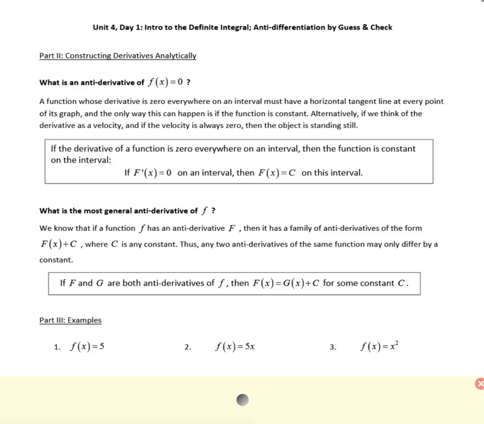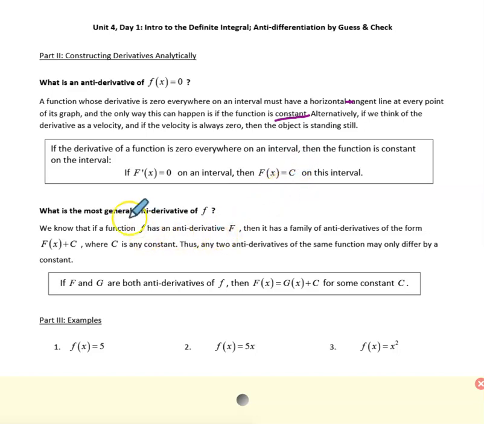So what is an antiderivative of the horizontal line f of x equals 0? Well, basically any function that has a slope of 0 is also a constant function. So a function whose derivative is 0 everywhere must have a horizontal tangent line at every point on the graph, so that only happens if the function itself is a constant. So if the derivative of a function equals 0, then the function must equal some constant c on that interval. And so we use a capital C in calculus to represent that constant.